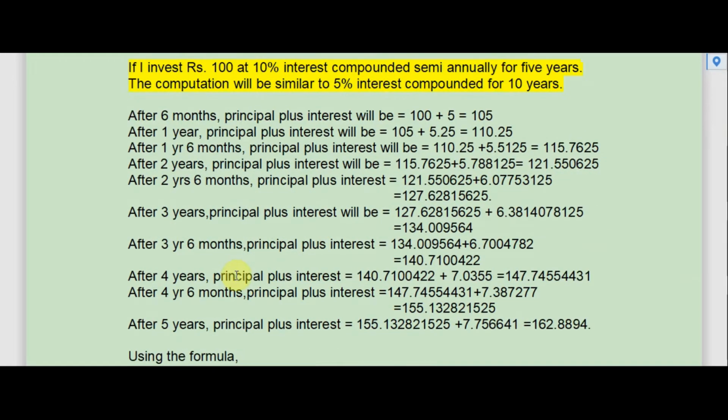In this way, after 5 years, principal plus interest will be 155.13281525 plus 7.756641 equals 162.8894.